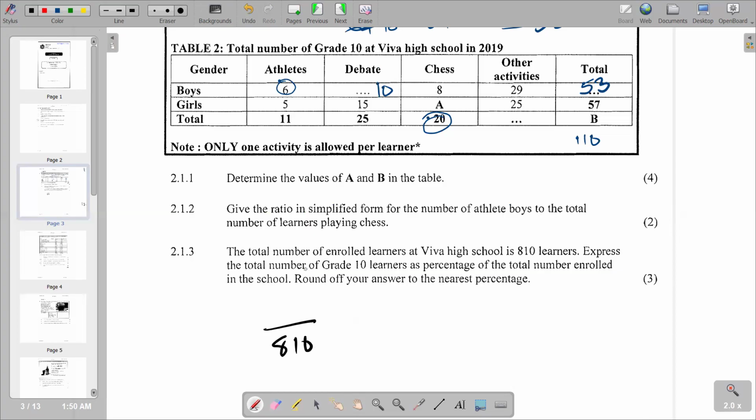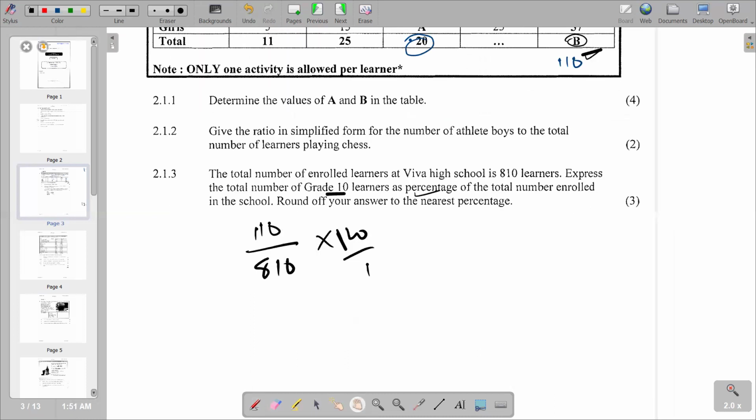And then the numerator will be the total number of grade 10 learners. The total number of grade 10 learners is 110. So we are going to say 110 over 810, and then we express it as a percentage, so we multiply by 100 over 1. So we calculate this on the calculator.